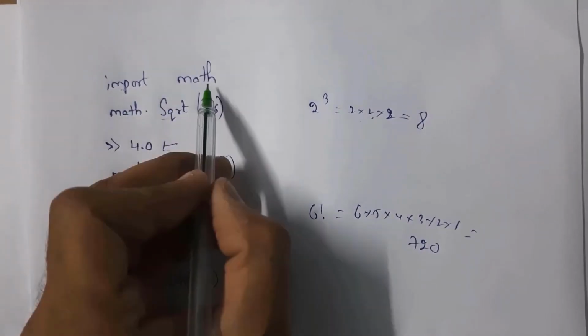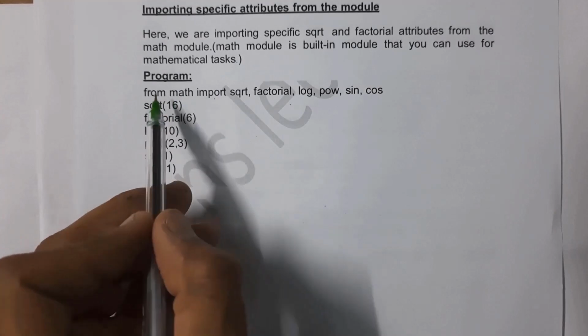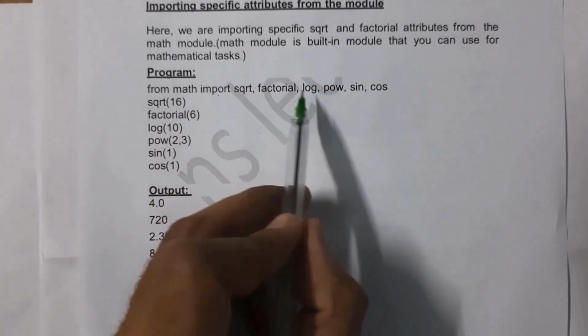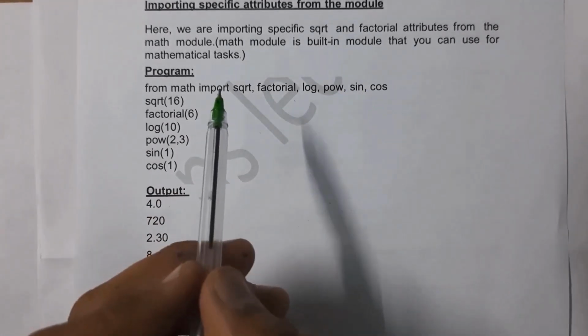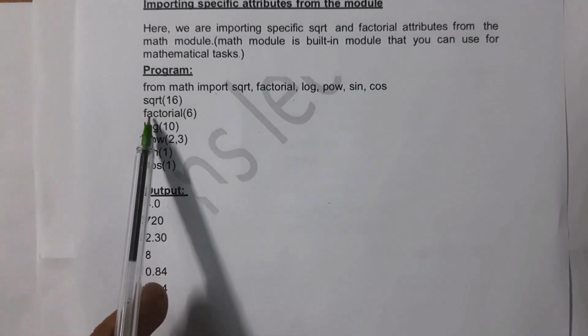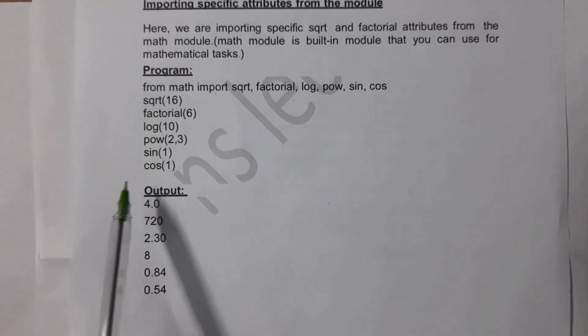Instead of writing import math, you can also write like this. That means I am using from and import keyword. From math import, I want to perform square root, factorial, log, power, sine and cos. So I am importing all those functions. So there is no need of including module name before function. So directly you can write sqrt(16), factorial(6), log(10), pow(2, 3), sin(1), cos(1), and so on.